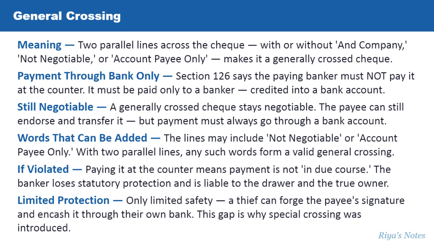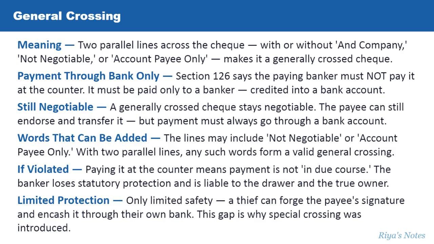General crossing. Meaning 2 parallel lines across the check, with or without "and company," "not negotiable," or "account payee only," makes it a generally crossed check. Payment through bank only. Section 126 says the paying banker must not pay it at the counter. It must be paid only to a banker, credited into a bank account. Still negotiable. A generally crossed check stays negotiable.